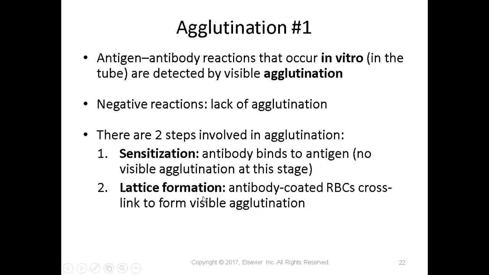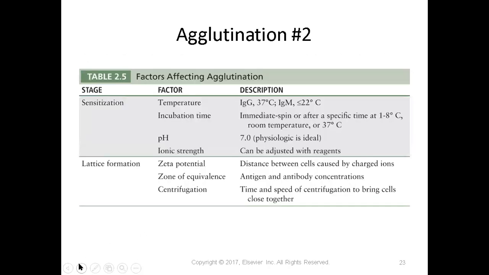which brings us to our next step, lattice formation. So lattice formation, okay, we have our immune complex, in this case, our red cells that have the antibody attached to them. When there is cross-linking of antibody binding sites to other red cells, that's when we start to see visible agglutination. Okay, and so we're going to look at a picture of this momentarily. So before we do, let's talk a little bit about Table 2.5, different factors that affect agglutination. And so when we're talking about the first stage, sensitization, temperature, remember, commit it to memory, very, very important.